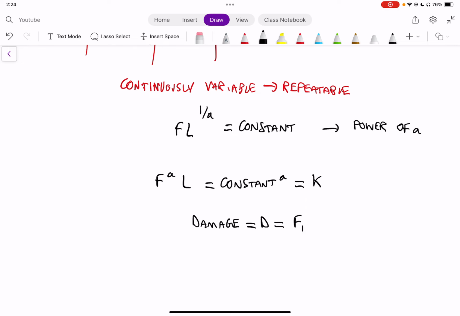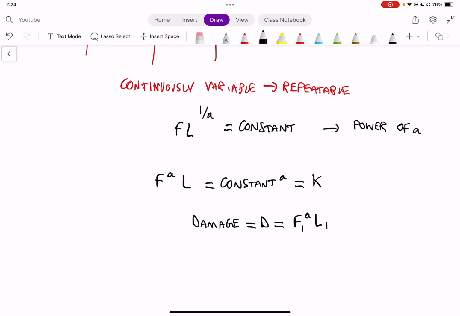D is equal to F1 to the power of A times L1, for example, if we were to choose point 1. And we can characterize the damage that way because we know that the damage is going to be constant if F and L are modified. We know that the damage is going to be constant along a certain line.